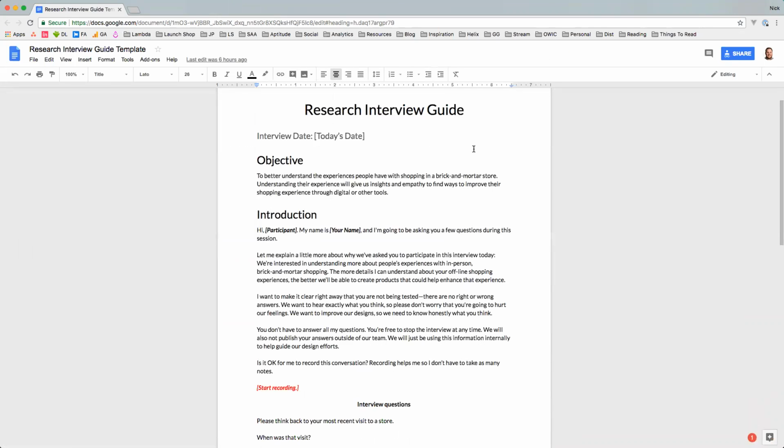So at the top here, and this is generally a really great practice to have, so that way you have all your thoughts organized and together before you start conducting the interview, when your time and the participants' time is very, very valuable. So I typically will start with today's date at the top, and then the objective. In our case, we're trying to better understand the experiences people have with shopping in a brick and mortar store. And understanding their experience will give us insights and empathy to find ways to improve their shopping experience through digital or other tools. So that's more internal for us.